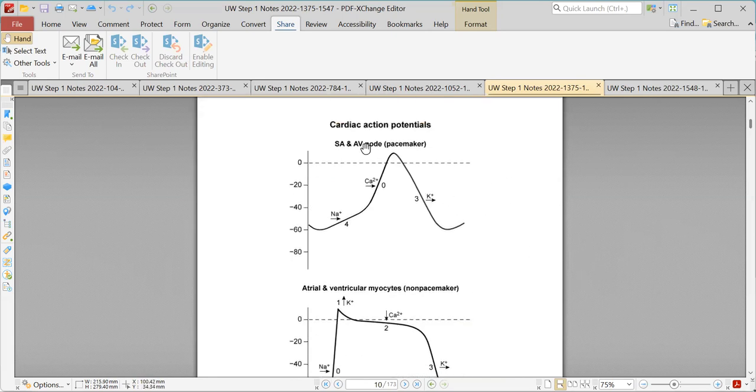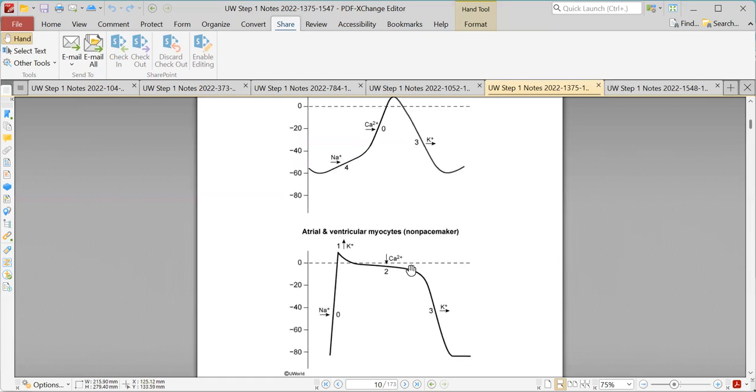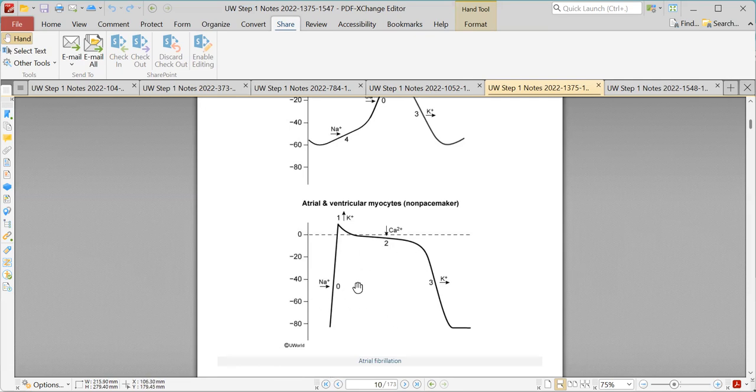Okay, so now these are the action potentials. We should know these because many drugs will act on these particular channels. Here there are some drugs which block the sodium channels. There are sodium channel blockers 1A, B, C, which we will do in the pharmacology section. Type 2 is beta blockers, type 3 is potassium channel blockers, type 4 is the calcium channel blockers. So calcium channel blockers will act here and potassium channel blockers will act here.